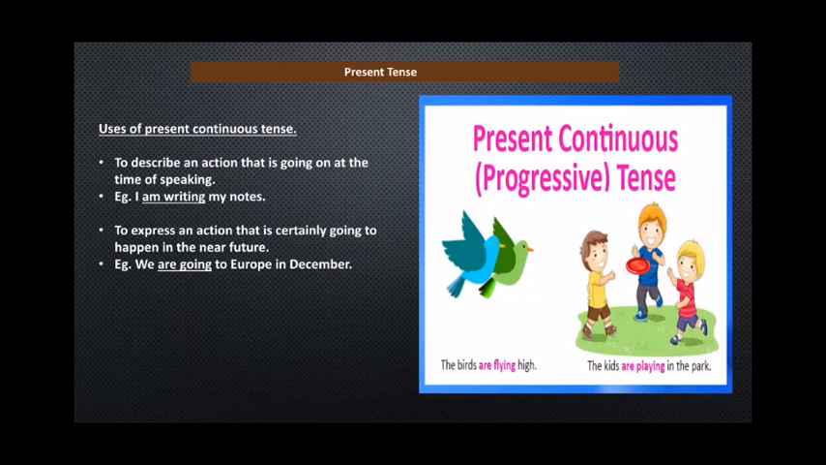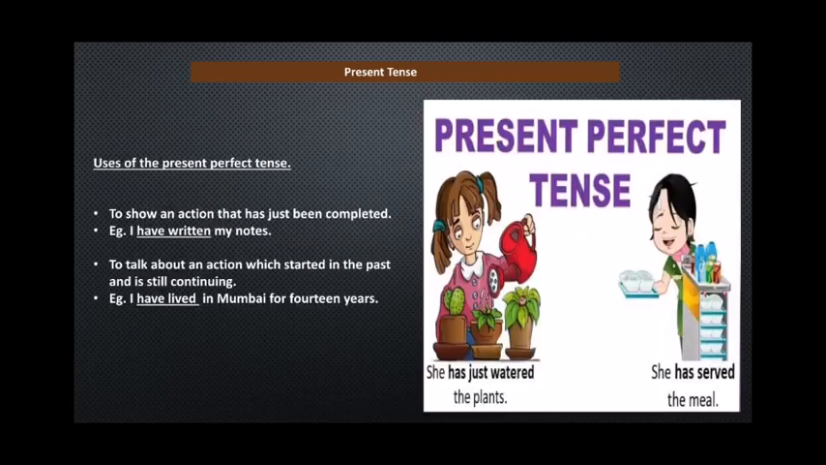Next we have the present perfect tense. First, to show an action that has just been completed. Example, I have written my notes. So have written is the present perfect tense.